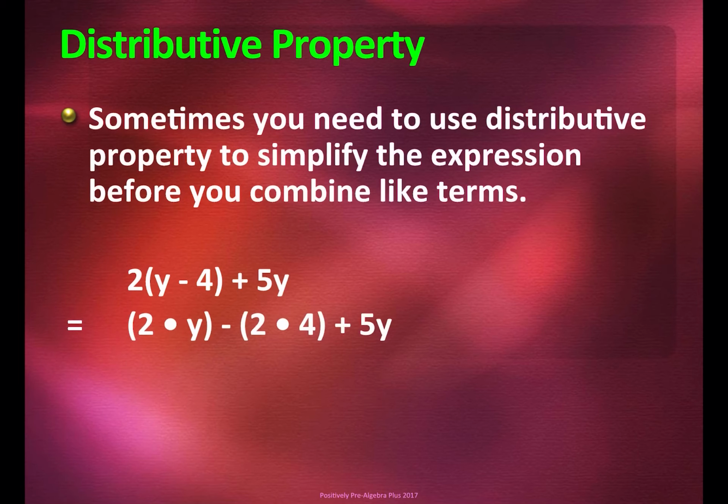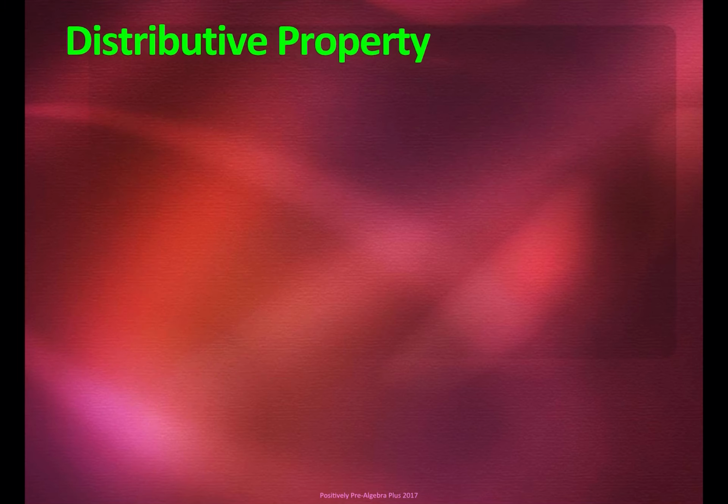So I have 2 times y, subtract 2 times 4 because I'm giving that 2 to both of those in the parentheses, plus 5y. So then that equals 2y, subtract 8 plus 5y. Now I can combine my like terms. So the 2y and the 5y are 7y, subtract 8.